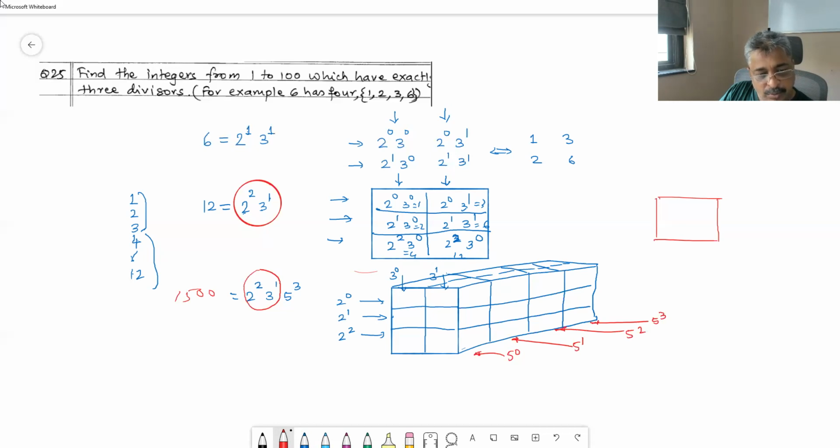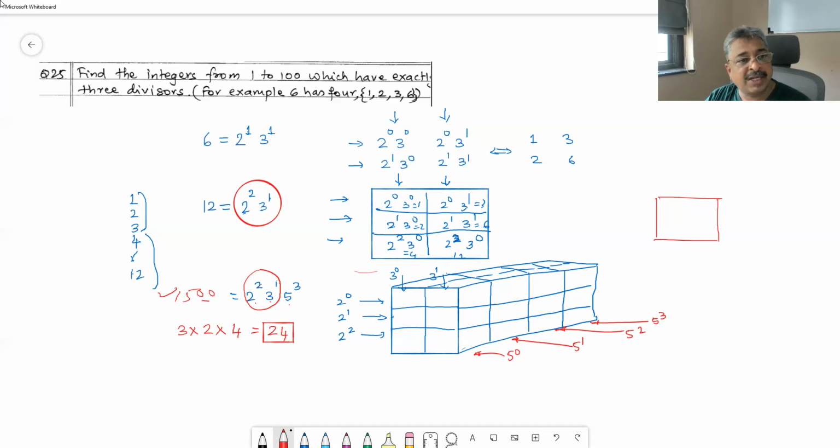It will have powers of 2^3, 3^2, and 5^4. So 24 divisors will 1500 have? Is this correct? 1500: 5 raised to 2 into 2 raised to 2 is 100, and 3 is remaining, that is 1500. Yes, this is 1500. It will have 24 divisors. So now finding out the number of divisors of any number is going to be easy for you.